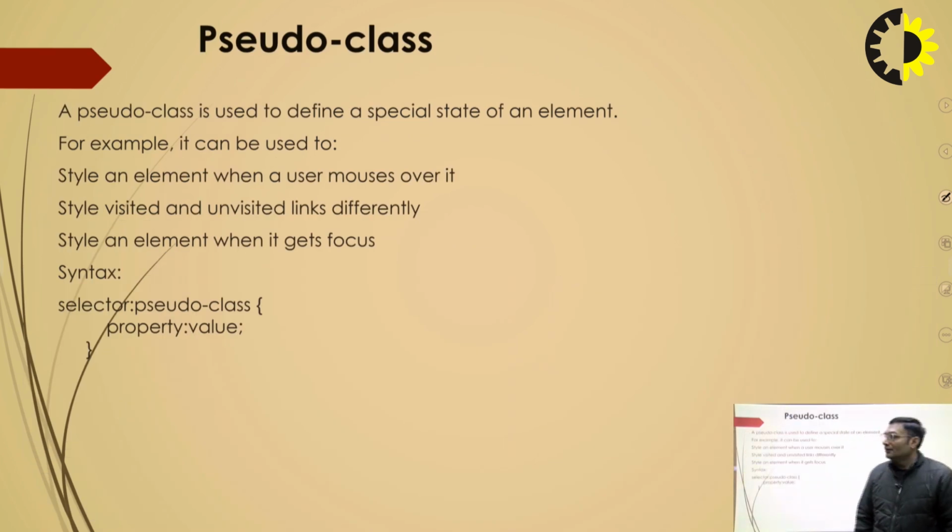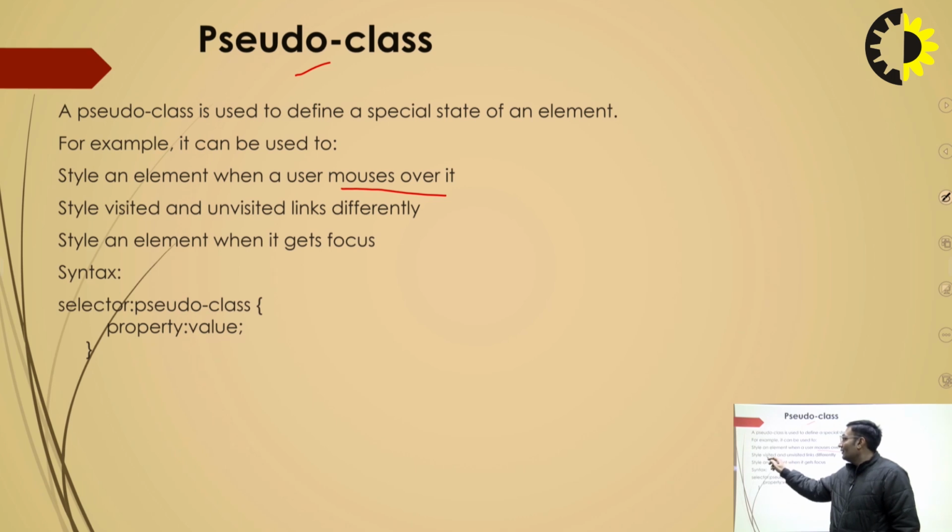Now this is the important topic of today's lecture, that is pseudo class. So what is pseudo class? Pseudo class is used to define a special state of an element. For example, style an element when the user mouses over it.